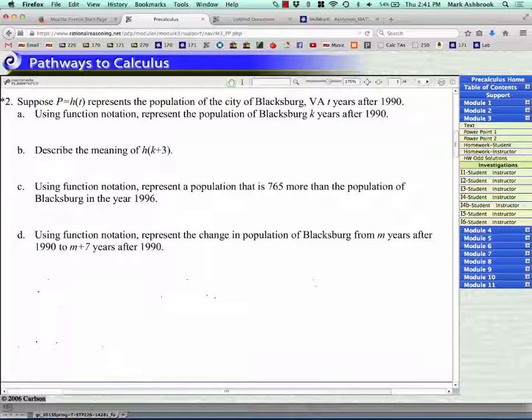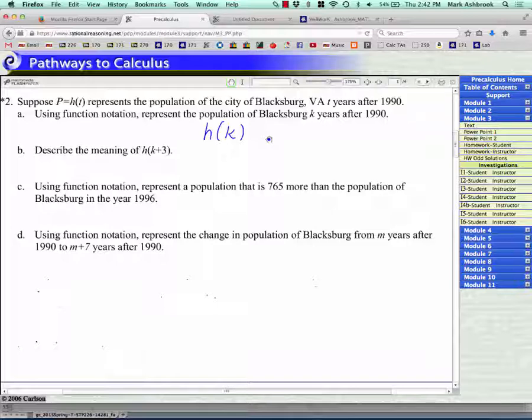So we'll see. Becca, did you get the first one? What'd you say? H of k. For that first one, h of k. That's exactly what that function does. K years after 1990, h of k tells you what the population is, k years after 1990.